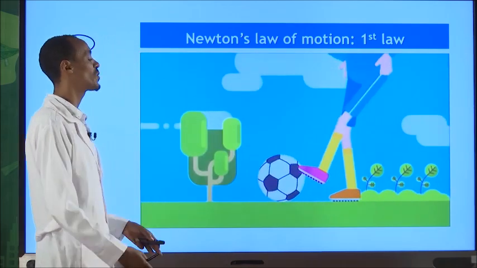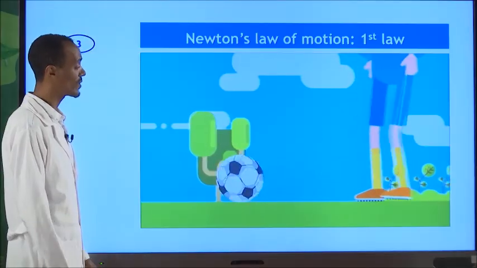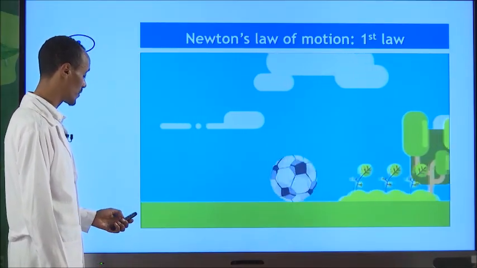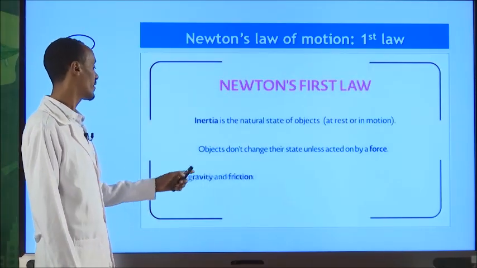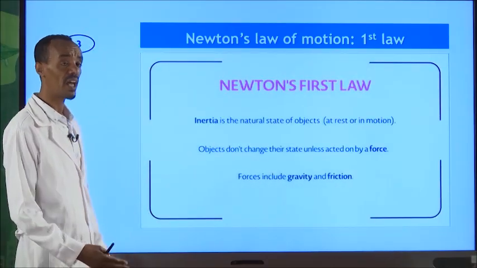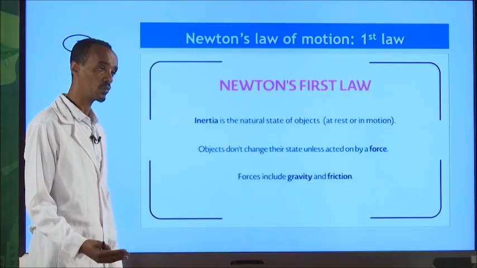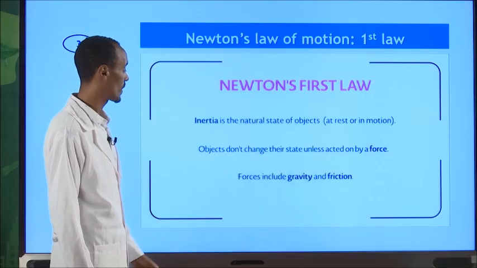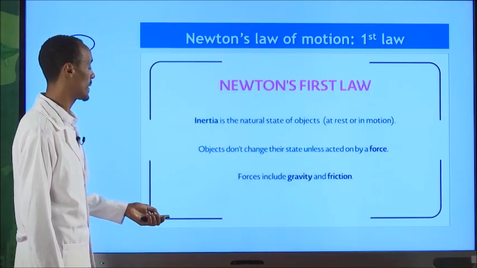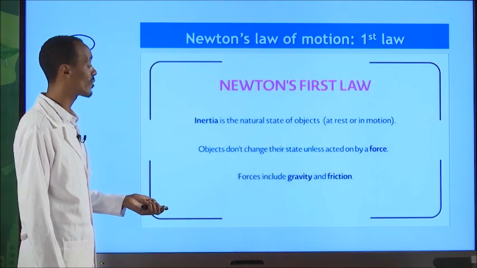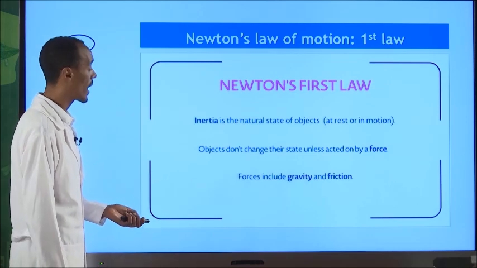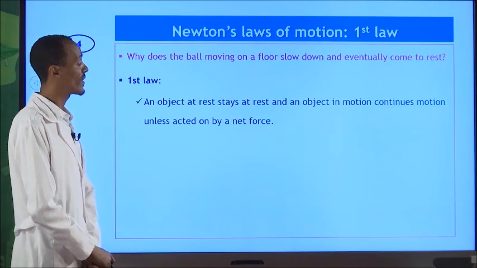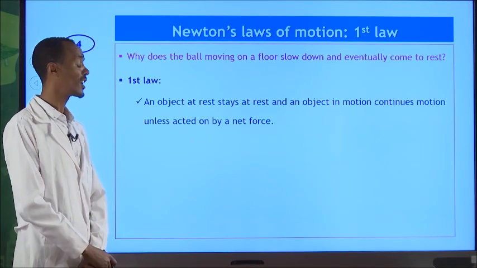So an object which is moving will come to rest when a force is acting on it, and this is explained by Newton's first law of motion. We can now define inertia. Inertia is the ability of the body to resist or oppose the change of its state of motion. The forces that can act to change the state of motion can be gravity, the frictional force, or other applied forces. Newton's first law of motion, or the law of inertia.